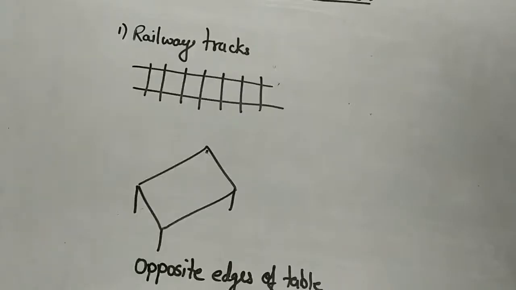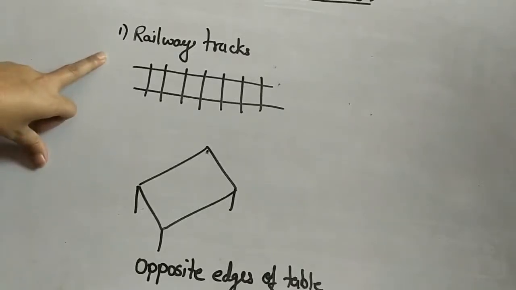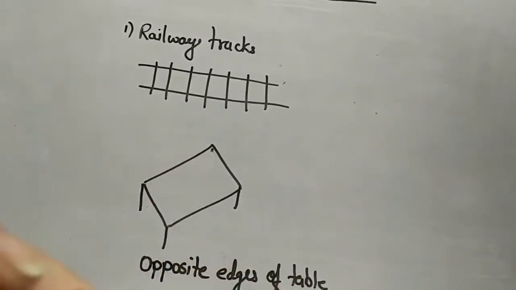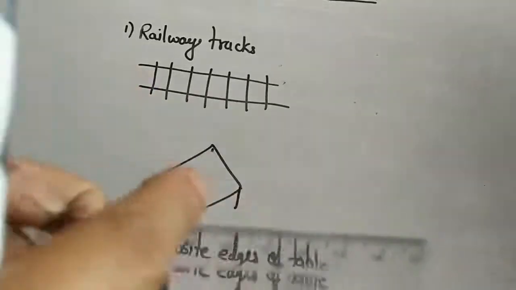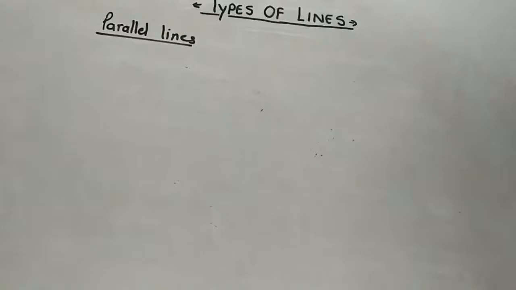Some examples of parallel lines in everyday life: railway tracks, you might have seen railway tracks, opposite edges of the table, these two sides of your scale, and so many examples are there.